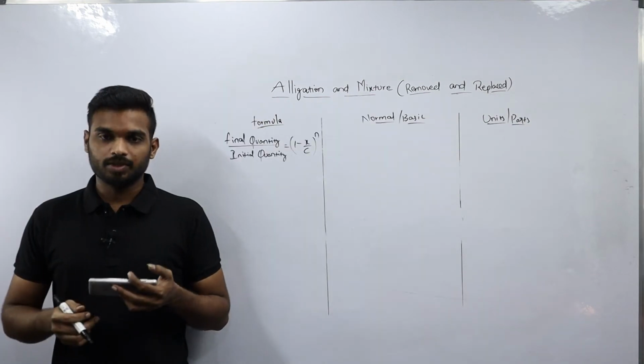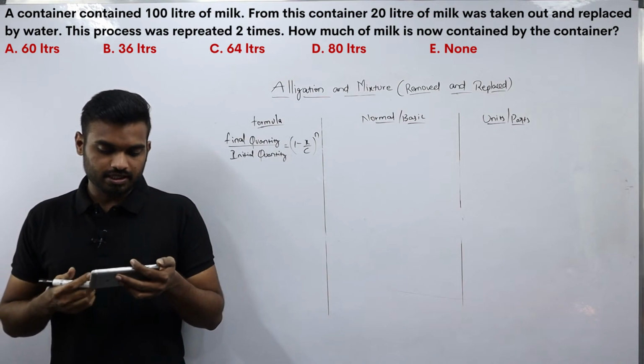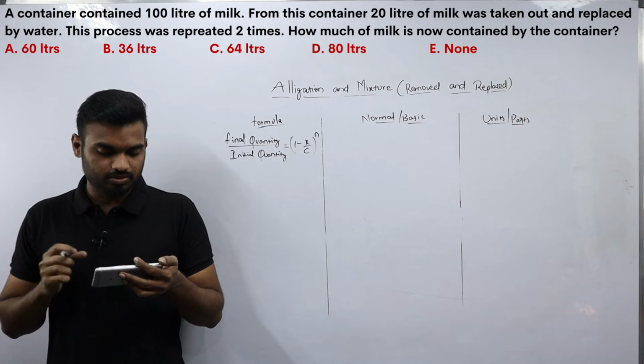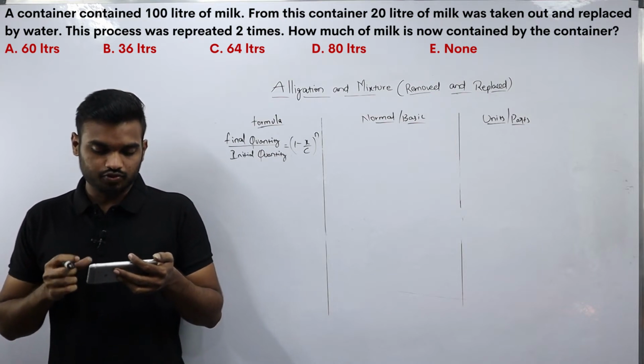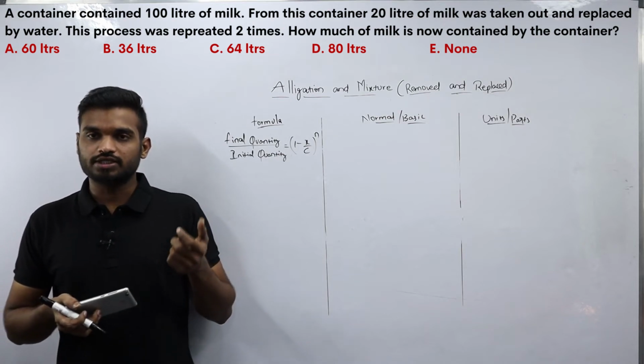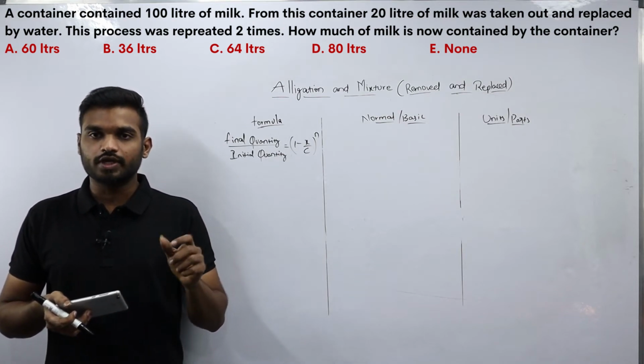Okay, now let's see the first problem. They are saying that a container contains 100 liters of milk. From this container, 20 liters of milk is taken out and replaced by water. This process was repeated 2 times. How much milk is now contained in the container? So we need to find out the total amount of milk in the container after doing all the operations.